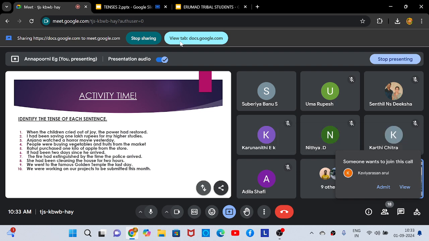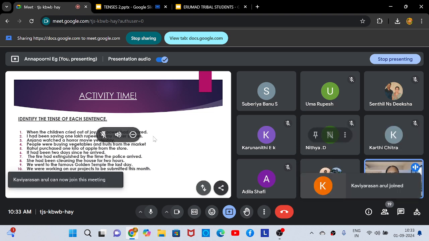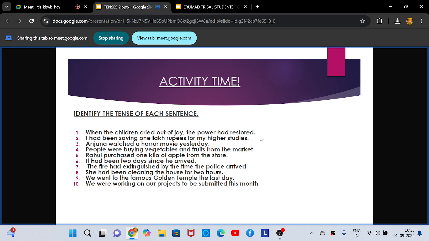When the children cried out of joy, the power had restored. Had வருதா? Had plus V3. The power had restored. So the power is the subject plus had plus restored is the V3 form. Restore, restored, restored. So restored is the V3 form. So had plus V3 வந்தா immediately that is past perfect tense. Children, I again repeat, past participle அப்படிங்கிறது ஒரு டென்ஸோட பேரு கிடையாது.